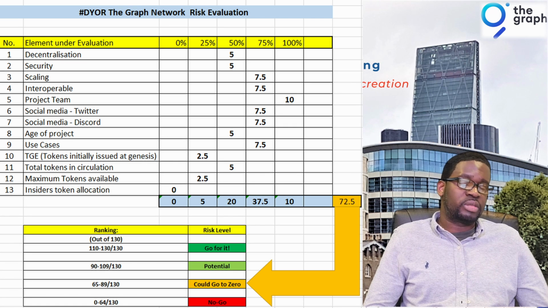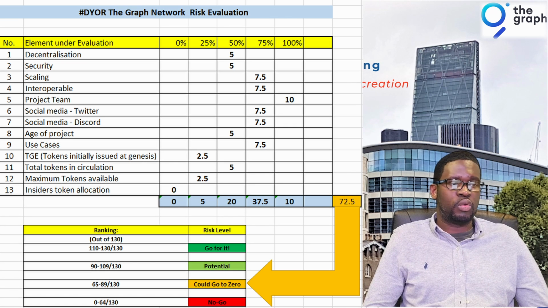This is no surprise to us because most of the projects we've looked at so far, including some blue chip projects, come under the could-go-to-0 category. So we think the Graph network is in good company and it's punching above its weight.